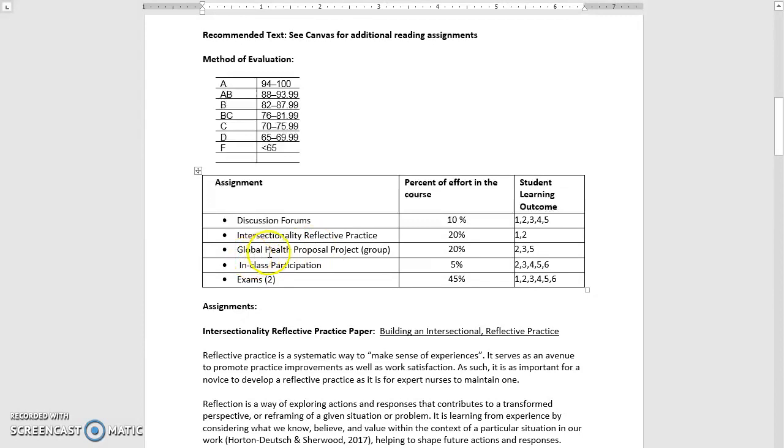You also have a global health proposal or project that is a group of 4 people. And then there is in-class participation. I also describe with the rubric what that actually means and how you gain those points. We have 2 exams, a midterm and a final. These are not in ExamSoft. These are written exams. They are done at home. They are done on an individual basis, and you'll see those later on.